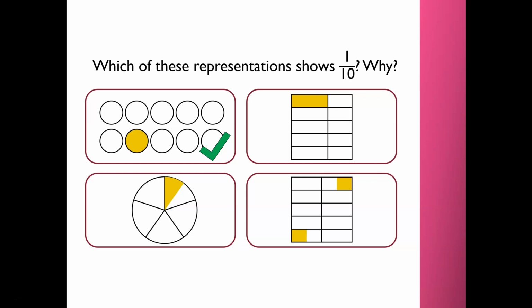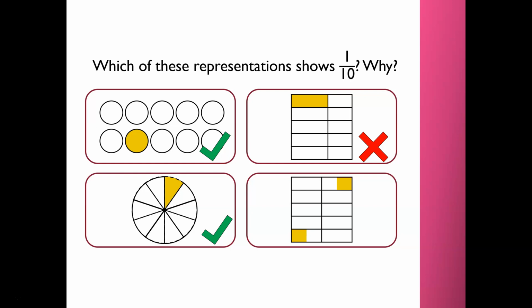In the second example, we again have 1 out of 10 sections shaded, but we can see that the sections are not equal. So no, this illustration does not represent 1/10. In our next example, we have a circle that has been divided into 5 equal sections. If we divide each of the sections in half, we'll actually get 10 equal sections. And as one of these sections has been shaded, well then, this does represent 1/10.